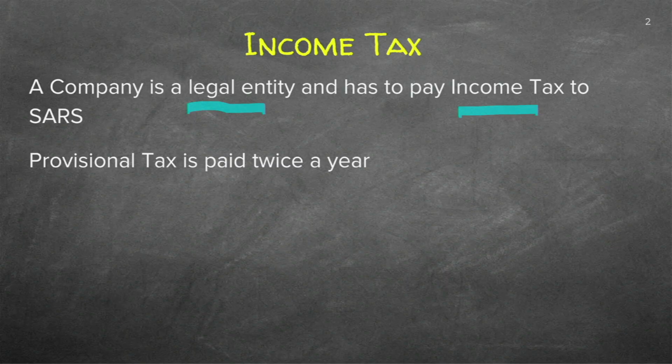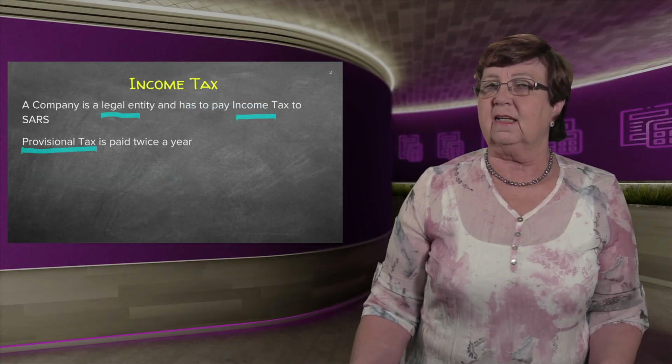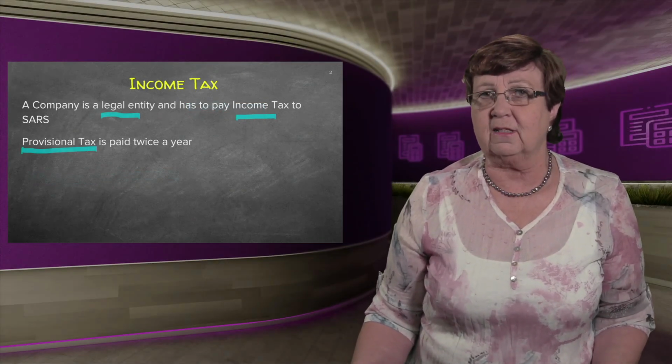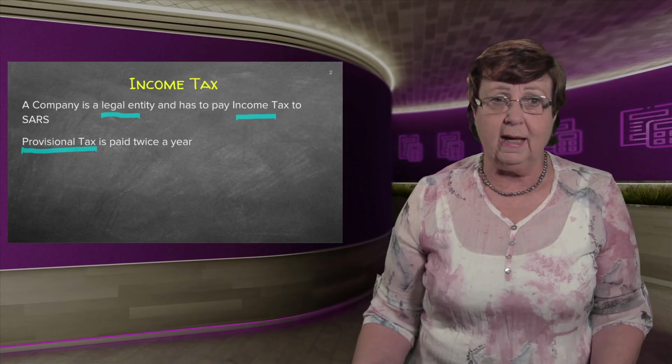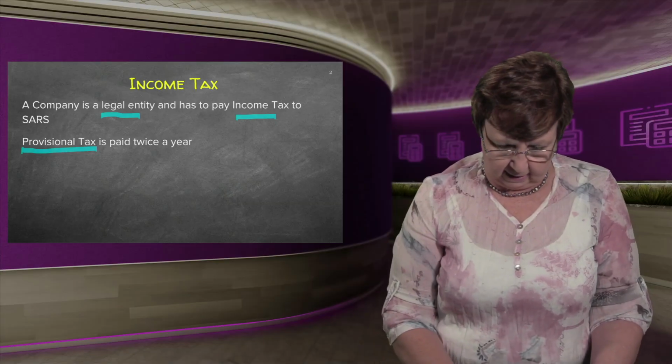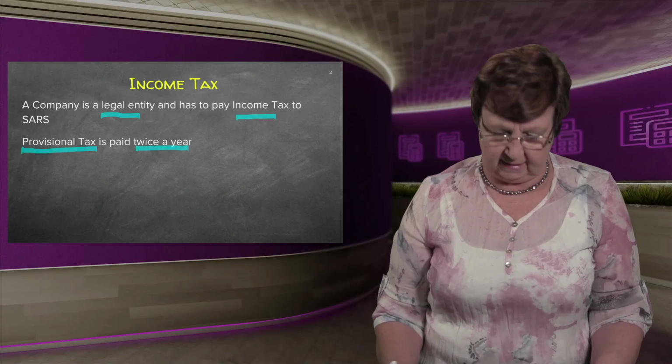And so a company will pay what is known as provisional tax. So provisional tax is simply paying tax on an estimated amount of profit that we will make. And provisional tax is also paid twice a year.